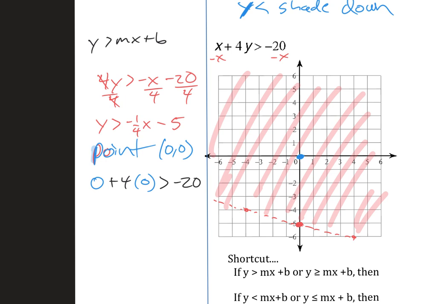So let's double check. Well, 0 is just 0. 4 times 0 is 0. Is 0 greater than -20? Well, yeah, it is. It absolutely is. So this is true. Therefore, my point is in the correct spot, so I did shade in the correct area.